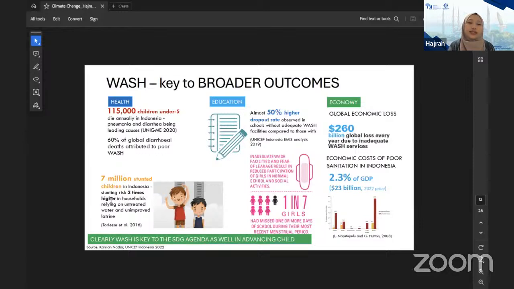It's about the stunting of children in Indonesia. There are 7 million stunted children in Indonesia, and the stunting risk is 3 times higher in households relying on untreated water and unimproved latrines. So this is just to give you the idea of how water, sanitation, and also climate change can really impact other agendas.